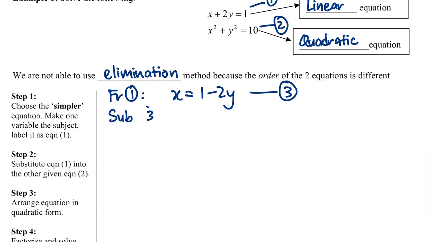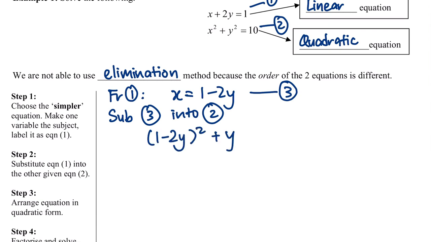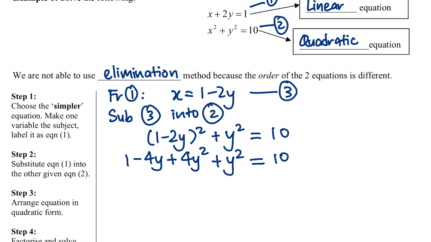Next, I'm going to substitute equation 3 into equation 2. So replacing the x with 1 minus 2y, I'll get (1 minus 2y) whole thing squared plus y squared equals 10. And then the next steps will be to expand and simplify. So I'll get 1 minus 4y plus 4y squared plus y squared equals 10. All right, and next, rearranging and simplifying, I will get 5y squared minus 4y minus 9 equals 0.